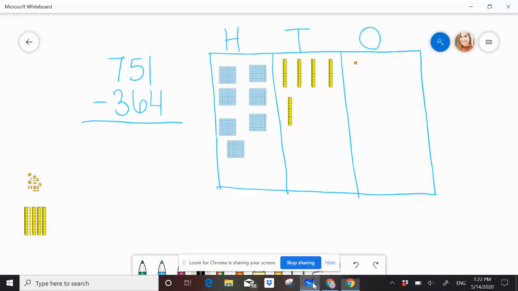So I'm going to switch my screen, and I am going to take a look at our problem for today. So our problem is 751 minus 364.